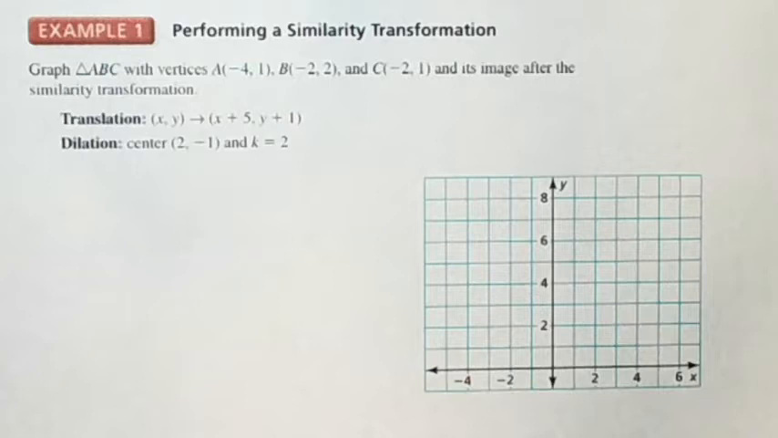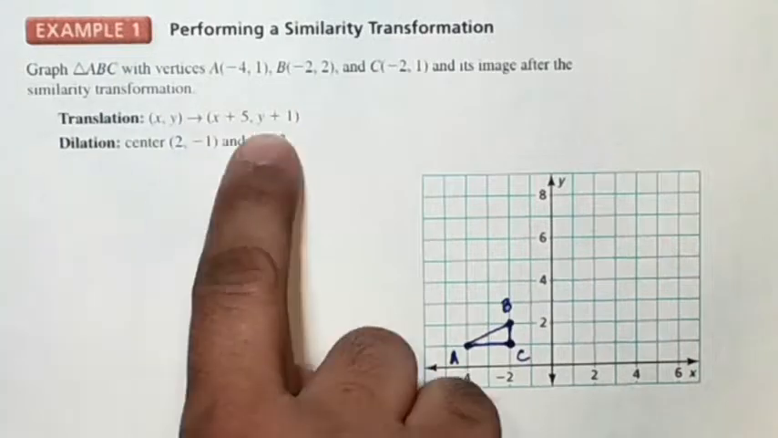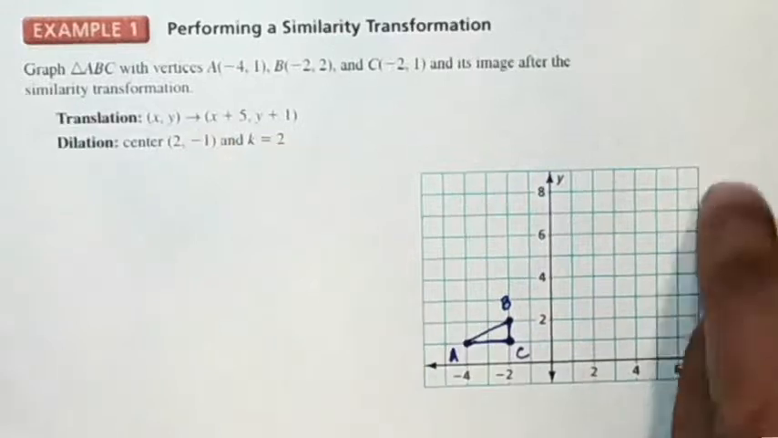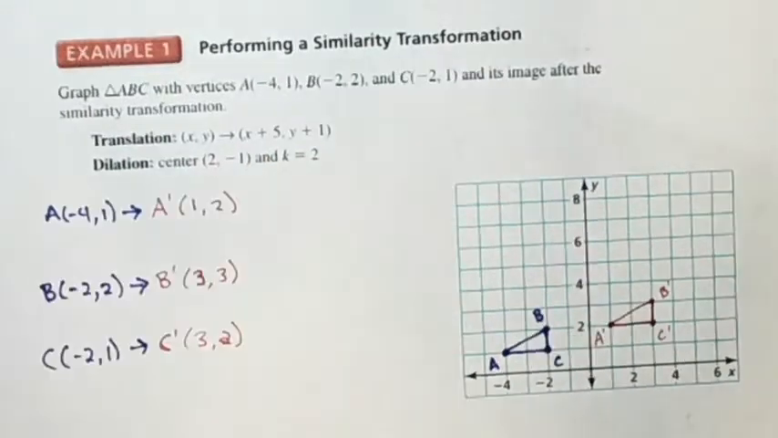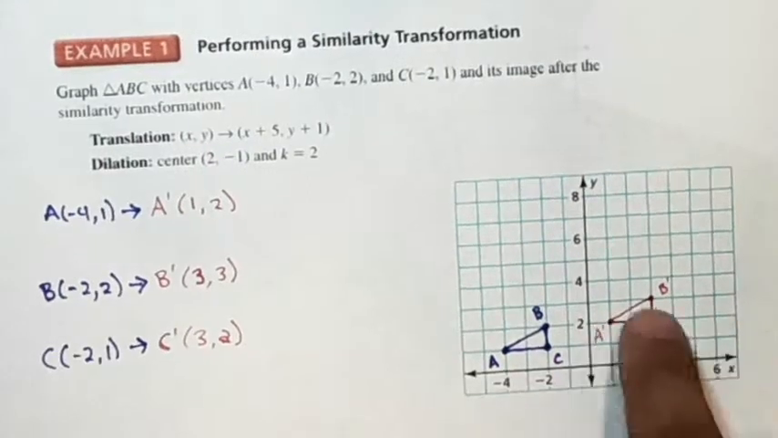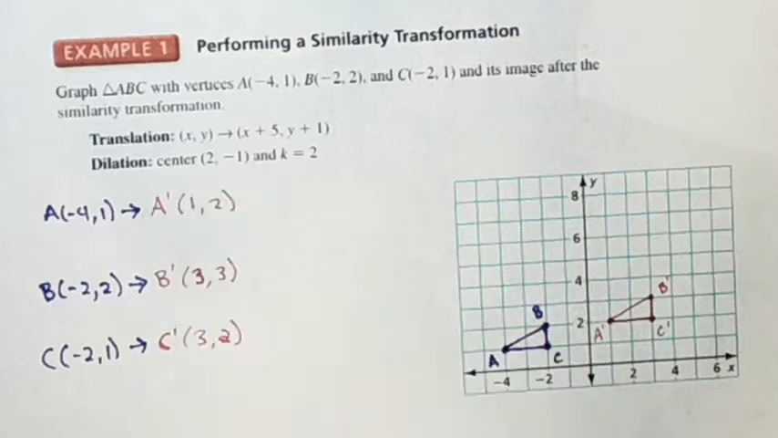First things first, we're going to graph the original triangle ABC. So there it is. And now we want to do the translation. We're going to take each value and go 5 to the right and 1 up. So translating that, we went right 5, up 1, and these are my new coordinates after the translation.